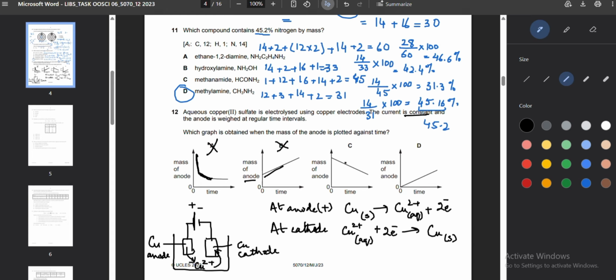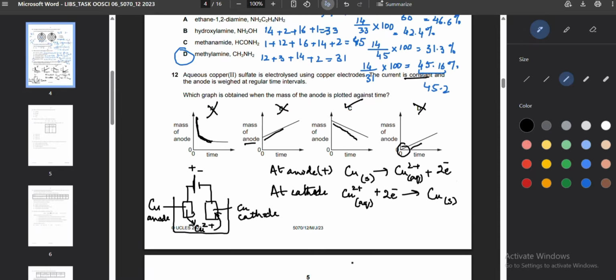Option C is correct because the anode mass is decreasing, and it is decreasing at a constant rate because the current that is being passed is also passed at a constant rate. So option C is the correct option. Option D is also not correct. It's not correct because it starts at zero mass and then it increases. So that's impossible because anode already had some mass and it loses during the process of electrolysis. Okay, now we move on to the next question.